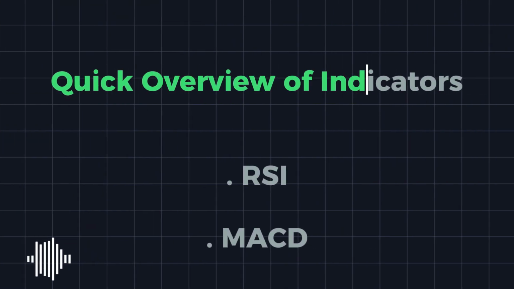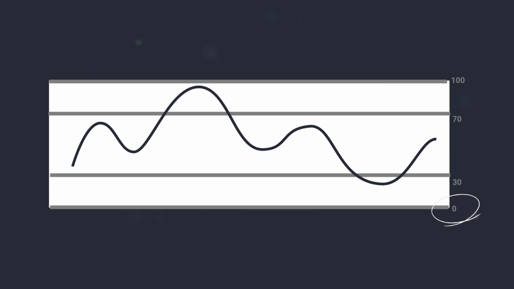Quick overview of indicators. RSI. The Relative Strength Index, or RSI, is a momentum oscillator that measures how fast and how much price moves. It ranges from 0 to 100 and is mainly used to spot overbought and oversold levels in the market.